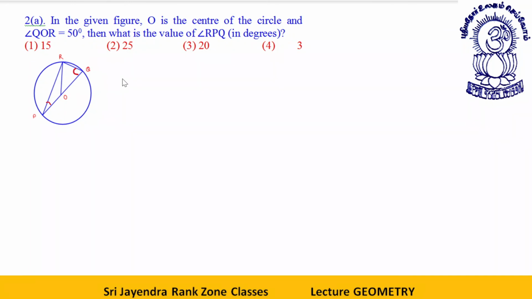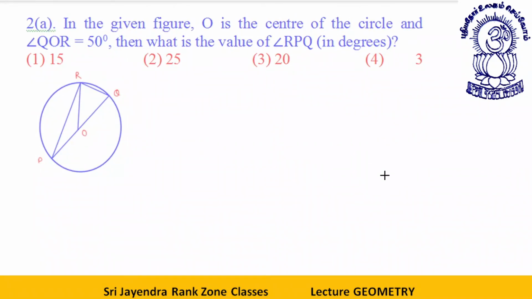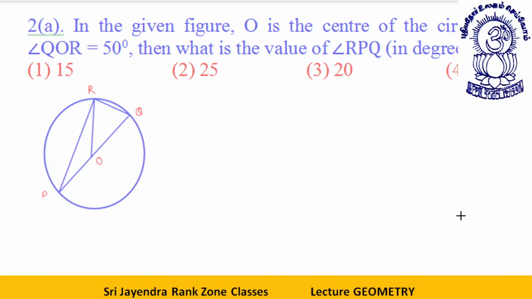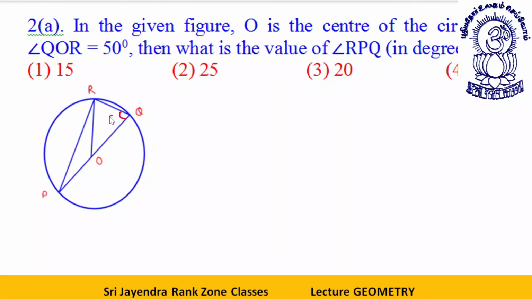Okay, dear students, I think I should increase the size of the diagram so that I may easily explain the question to you. You have read the question and just some part of the question will be cropped now. See dear students, it is like this. This angle is equal to 50. Fine. This angle will also be 50. In the figure given below, O is the center of the circle and angle QOR is equal to 50 degree. Then what is the value of angle RPQ?